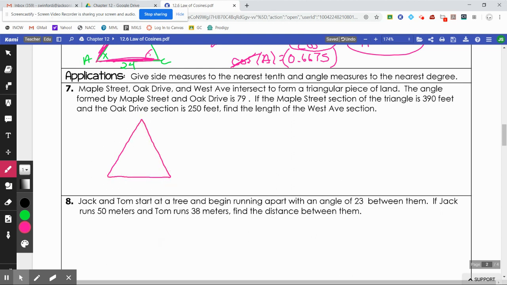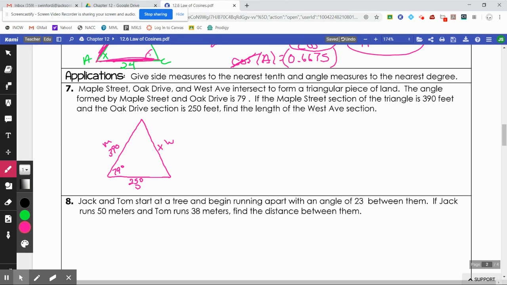There we go. The angle formed by Maple and Oak is 79. So we'll call this Maple, we'll call this Oak, and we'll call this West. The angle formed by Maple and Oak is a 79-degree angle. If the Maple Street section of the triangle is 390, and Oak Drive section is 250, what is the length of the west side, West Avenue section?